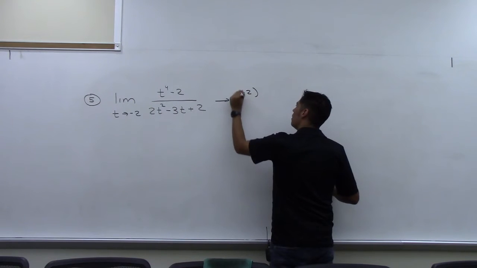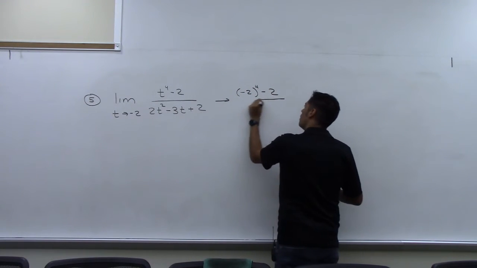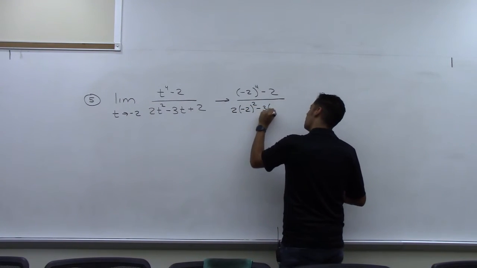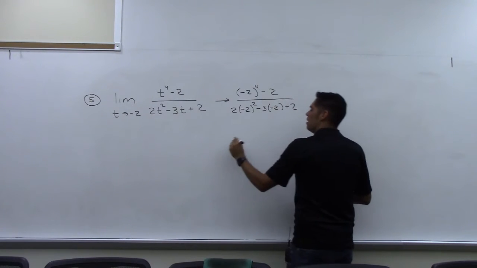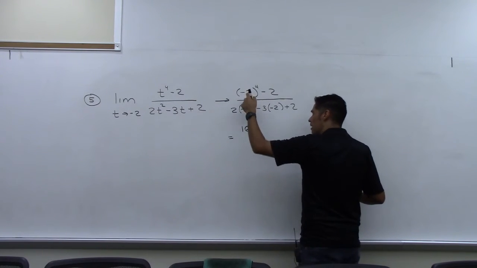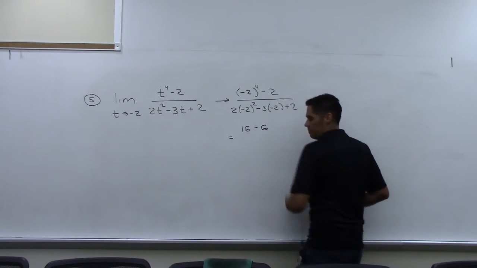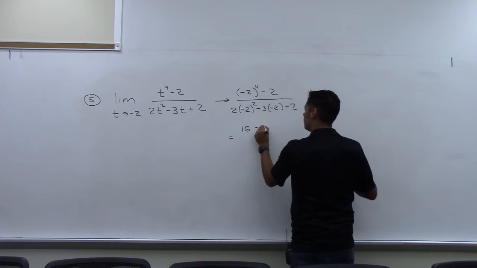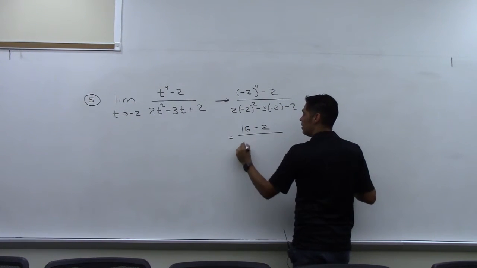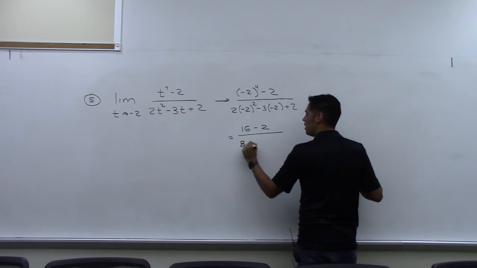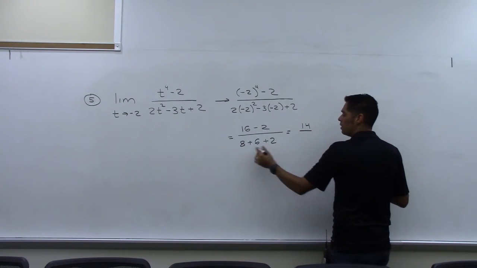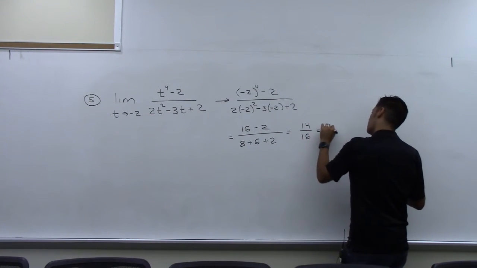-2 to the 4th power minus 2 over, now in here, 2 times -2 squared minus 3 times -2 plus 2. And this equals, let's see, 16, -2 times -2 times -2 times -2, minus 2, no, minus 6, minus 2, over, let's see, -2 squared is 4, and times 2 is 8, so we get 8, and then -3 times -2 is plus 6, and then plus 2, which is, let's see, 14 over 16, which is 7/8.